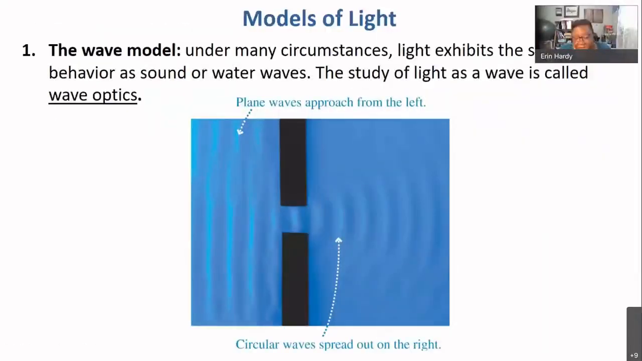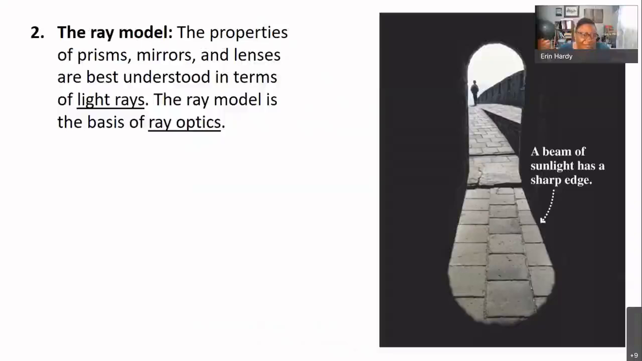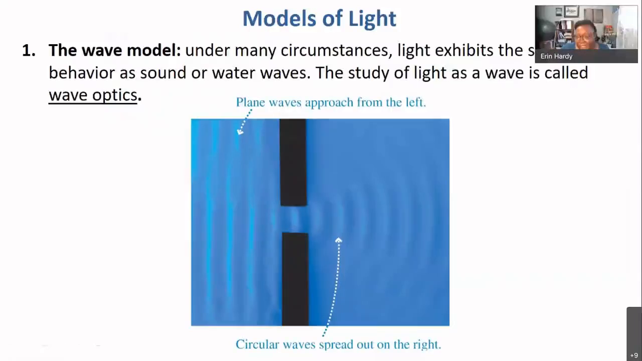Because the sun is far enough away, we can assume that the light passing from one side of this doorway to the next is entering as an essentially plane wave, just like the water wave on the previous slide. So once we start talking about ray tracing, prisms, mirrors, and lenses in the next chapter, we're going to be working with the ray model.